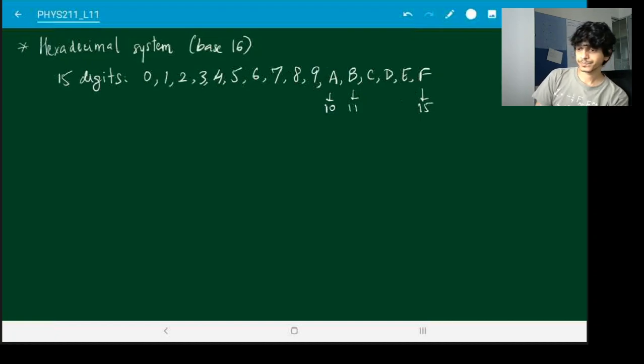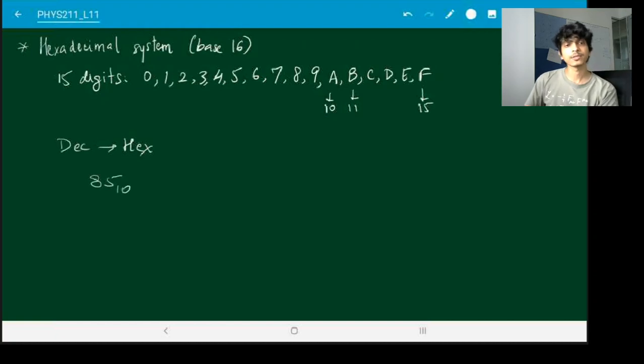So for example, you might have a number such as 5A. This is a hexadecimal number. Let's see how you go about doing this. So of course, there is this straightforward way of converting from decimal to hexadecimal, which is by dividing by 16 each time. So for example, suppose you have 85 in decimal, and I ask you what is the hexadecimal representation of this.